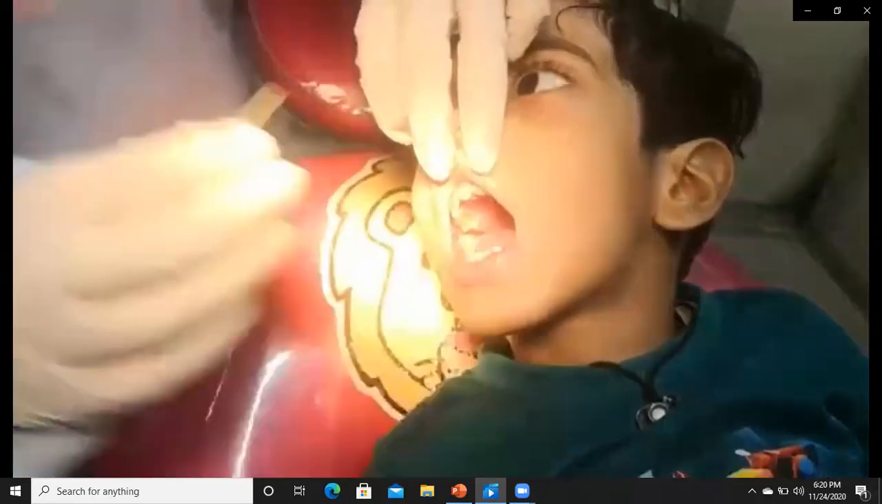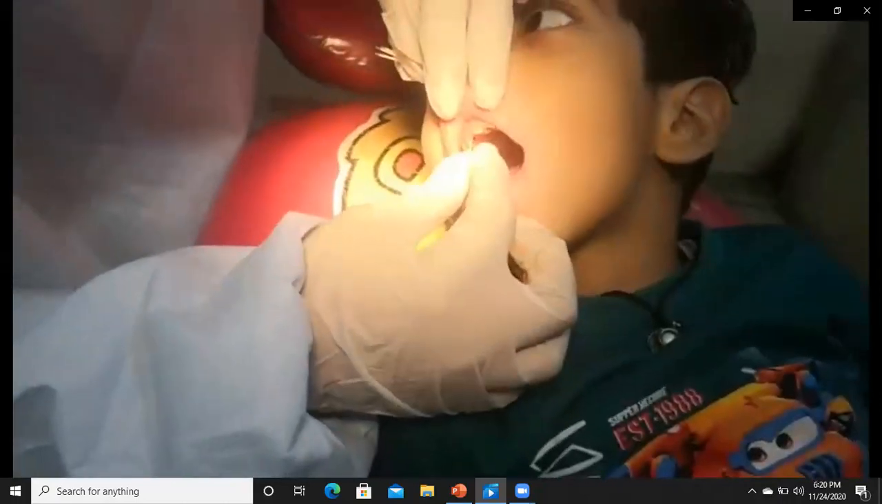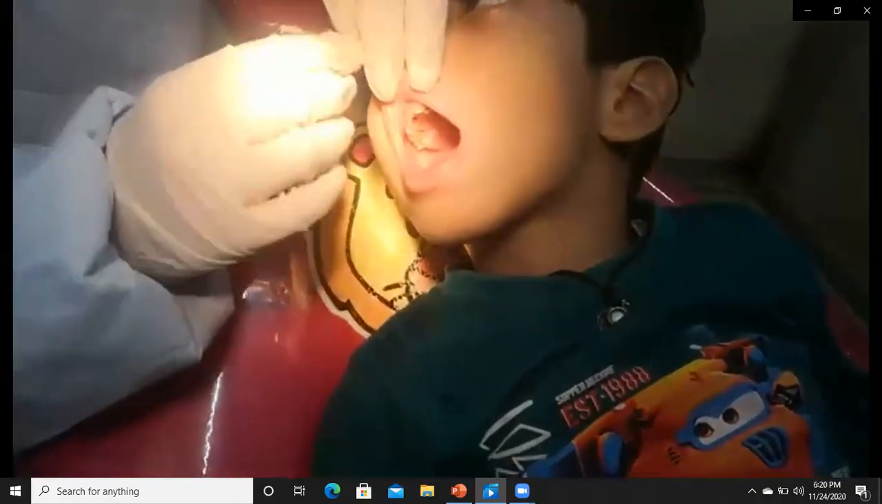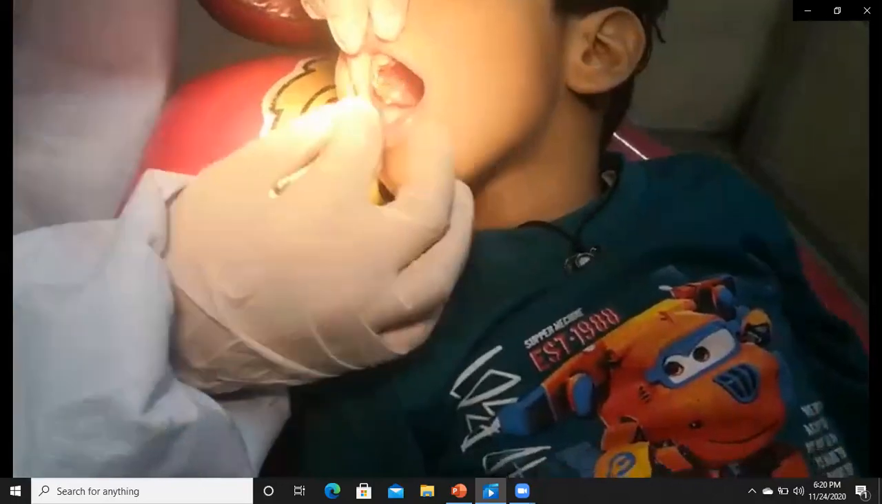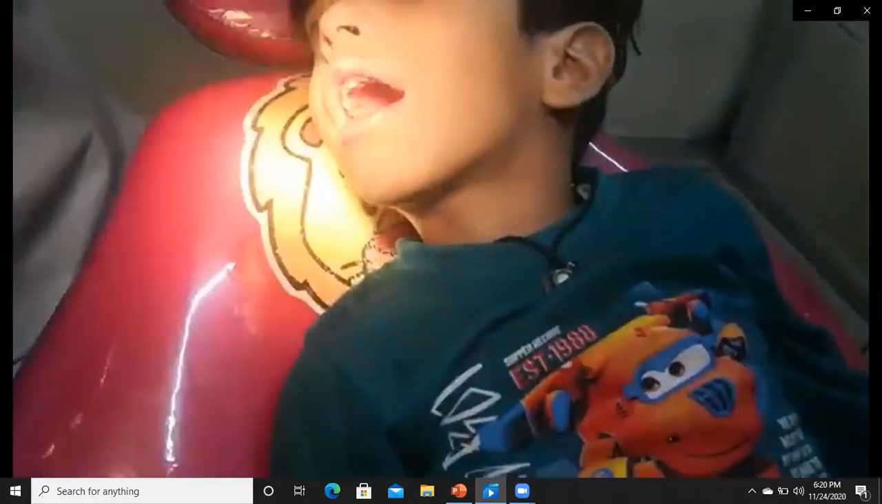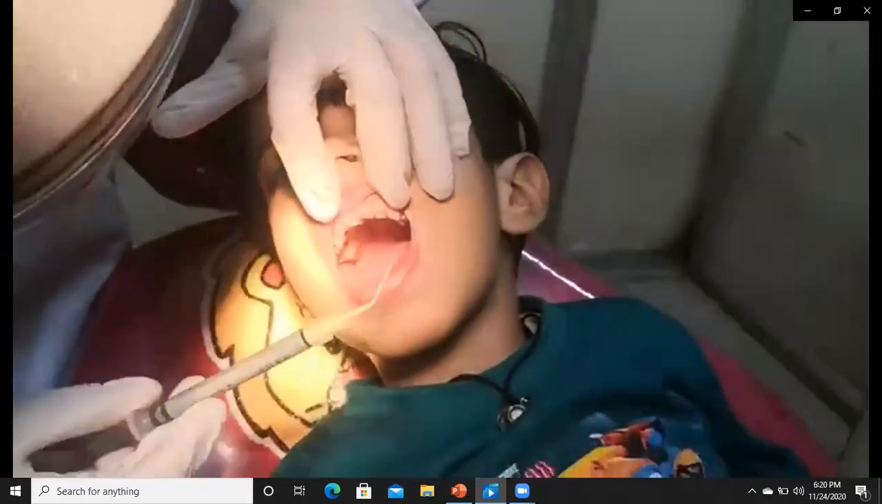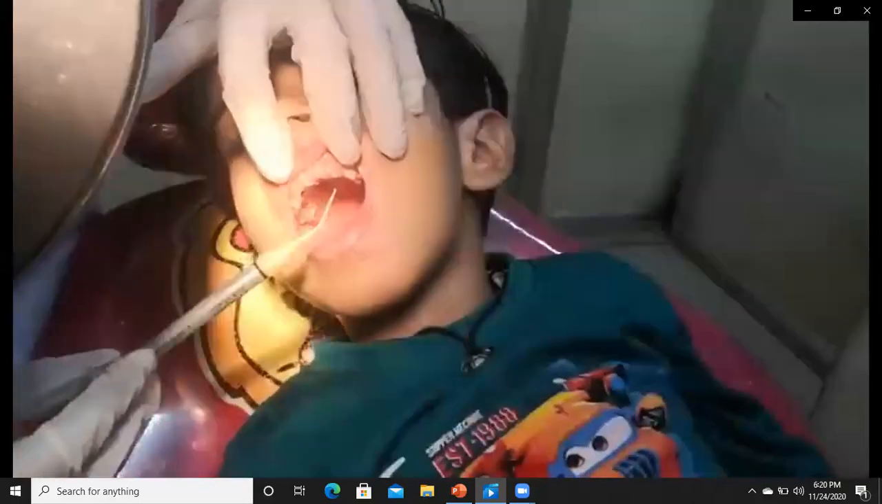Now, once the bleeding is controlled or the canals are dried completely, obturation will be done after this. Now, as you can see, in this patient, Metapex is being used for filling in the root canals as an obturating material.